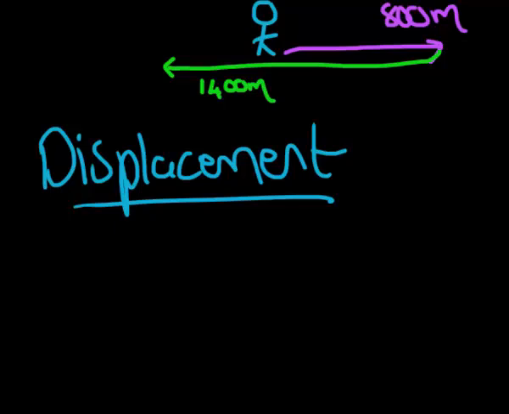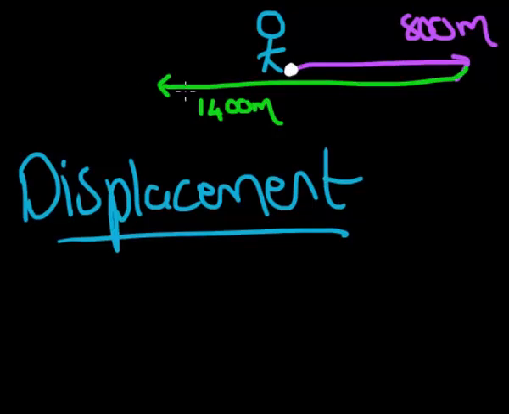Now when we take a look at John's displacement, we need to make sure that we know where he started and where he ended. And obviously his shortest distance between start and finish is only this little small line, which is indicated by white.